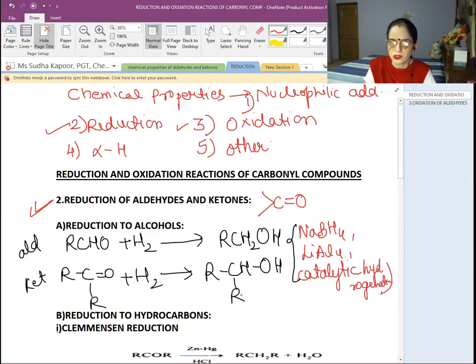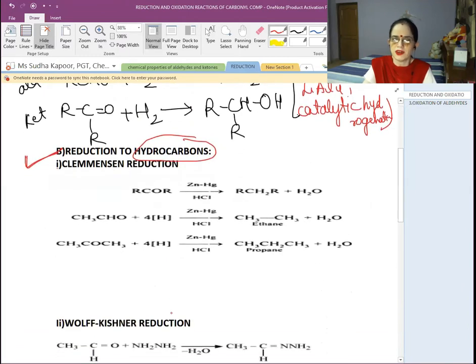But the other reduction that can be carried out on aldehydes and ketones is that they can be reduced totally to hydrocarbon, with the same number of carbon atoms. So it is the conditions that matter, whether we get alcohols or hydrocarbons. On the topic of reduction to hydrocarbons, there are 2 very important name reactions. One is the Clemmensen reduction and the other is the Wolff-Kishner reduction. First we will do the Clemmensen reduction.